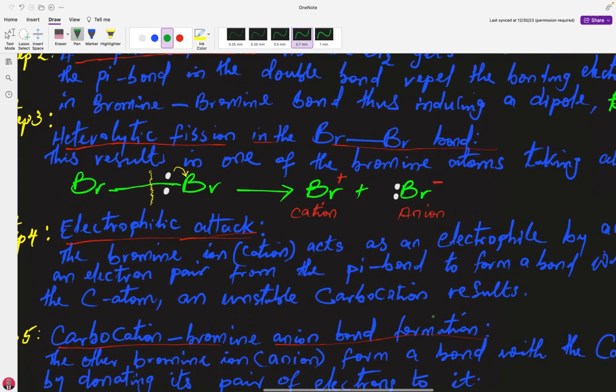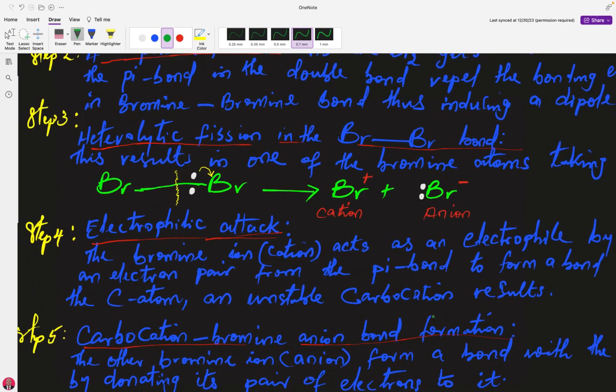Step number 4 in this type of reaction. What happens in step number 4? Electrophilic attack. The one that is positively charged needs electrons, because all the electrons that were being shared have been taken by the other. In that case, we call this a cation, which will be acting as an electrophile.